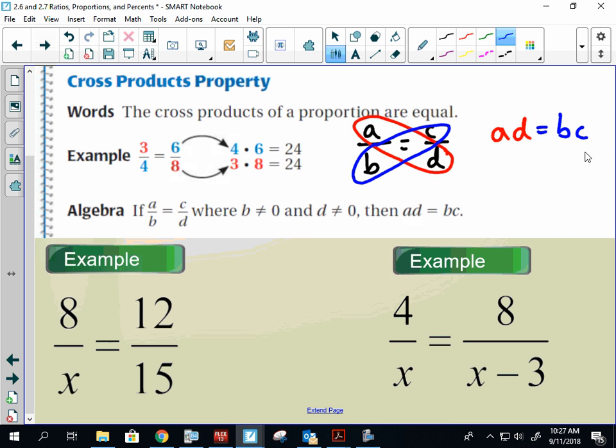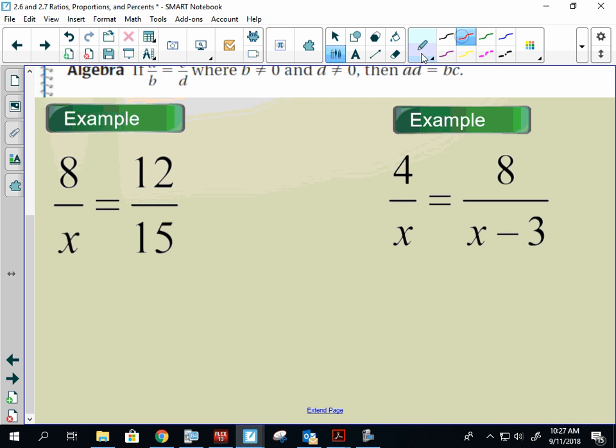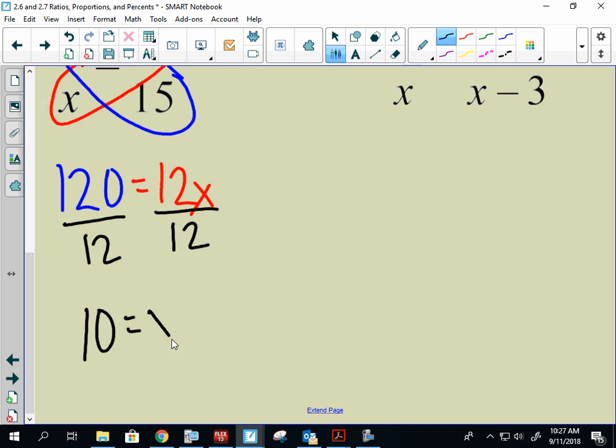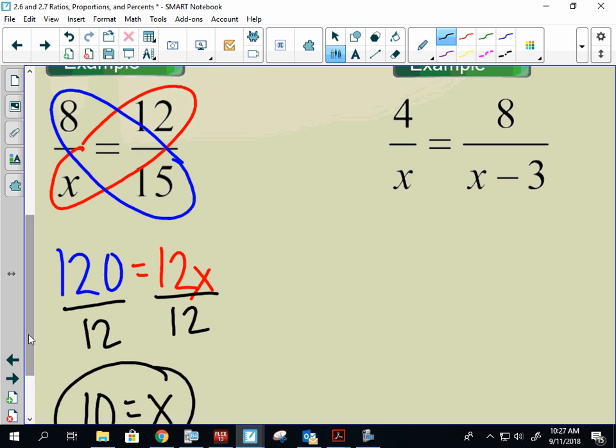Recall though, the cross product property is only a tool to solve proportions. It is not used to multiply fractions. Okay? Example, well, let's use it here. If I want to undo dividing by x, I would multiply both sides by x, and I would then get 12 times x. On the right-hand side, if I want to undo dividing by 15, I multiply by 15. 8 times 15 is going to be 120. And then I can solve by dividing both sides by 12. So then I get 10. 10 is my answer. If I put 10 back in there, I will see that those two ratios are equal to one another. Okay, second one.